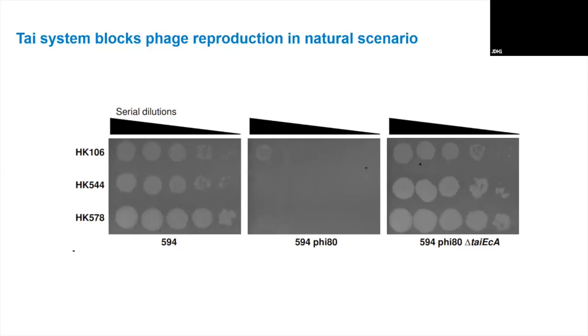With and without the TAI ECA system, the lysogenic Phi80 can block the phage infection. But if we delete TAI ECA, the blocking is rescued. So we prove that in nature, this system is an antiphage system.